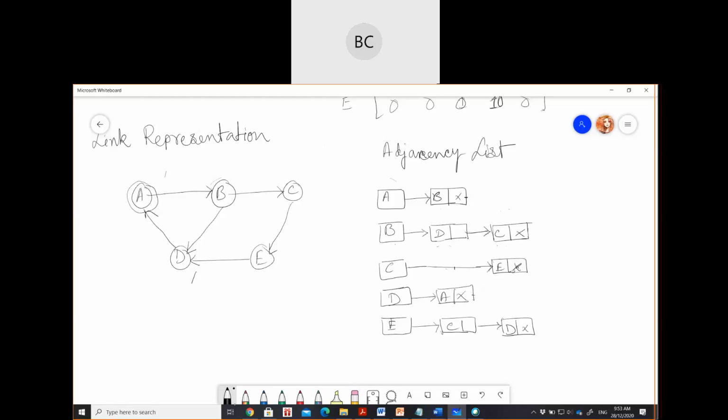Again for C, you can only go to D but not to A. So you just delete it. Okay, is it clear?